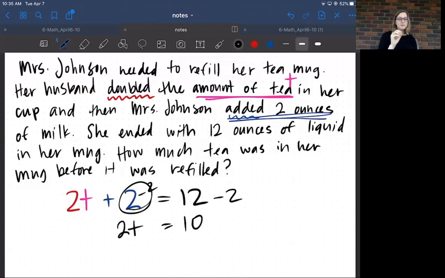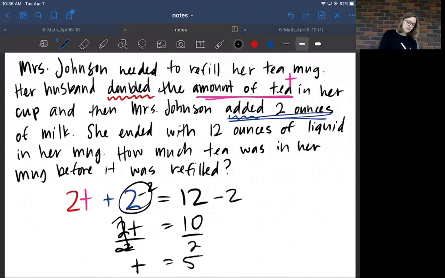So I'm going to say, what operation is happening? What operation do I see? I see multiplication. Secondly, what is the inverse operation? I need to divide by 2. The inverse operation is division. What I do to one side, to keep it balanced, I do to the other side. 2 divided by 2 makes a 1. So I'm left with just t. And then 10 divided by 2 is 5. So my solution is t equals 5.